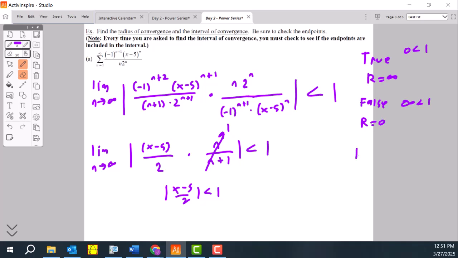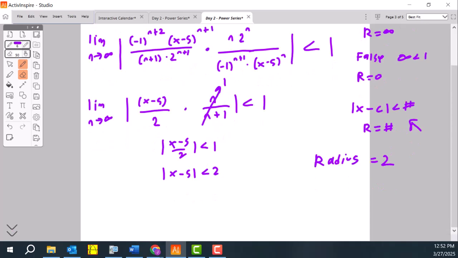The third option is if you can simplify it down to the absolute value of x minus your center is less than some number. This means your radius is equal to whatever that number is, but you have to get it in this form. What we end up with is not an always true statement, because depending on what x is, this could be a false statement. It's not an always false statement either, because depending on what x is, this could be a true statement. So we need to get it into this form. To do that, we'll multiply by 2. So we have the absolute value of x minus 5 is less than 2. That means our radius is 2. So we can get 2 away from 5 and still be a converging series.